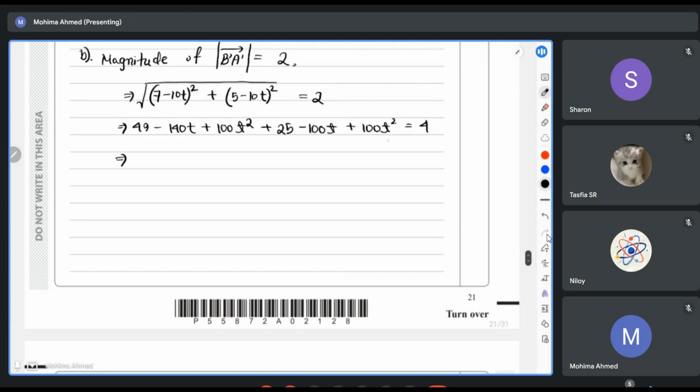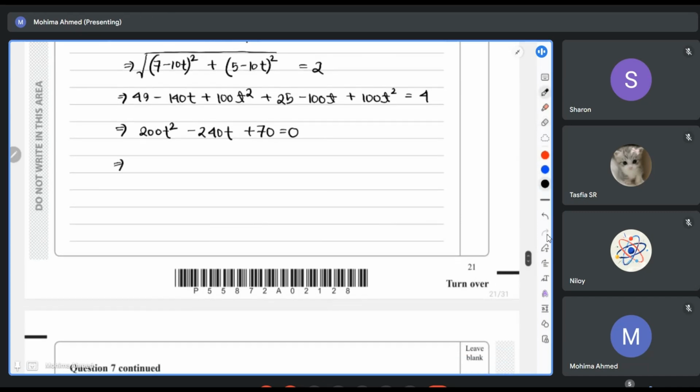So now you have 100 plus 100 is 200t square. Minus 140 minus 100 is minus 240t. Now you have 49 plus 25, and if you take this 4 to the left hand side, it becomes negative. So 49 plus 25 minus 4 is 70. You're not supposed to cut this from your main paper, okay? I just cut this for my simplicity. From this part, I can actually take 10 common, right? And that would be 20t square minus 24t plus 7 equals 0.